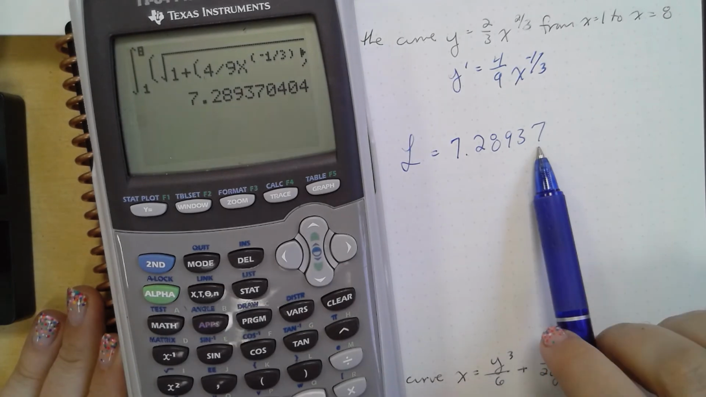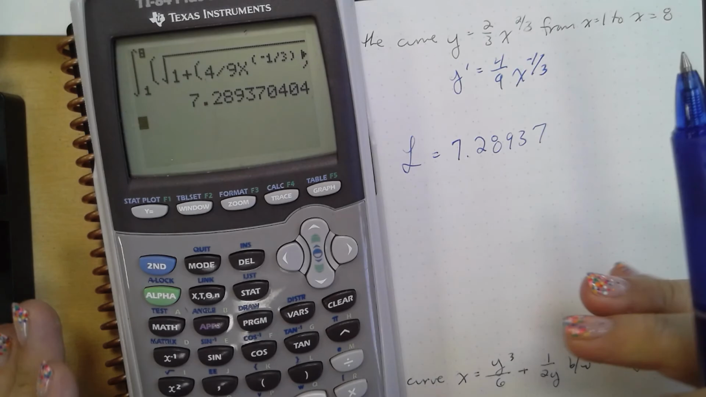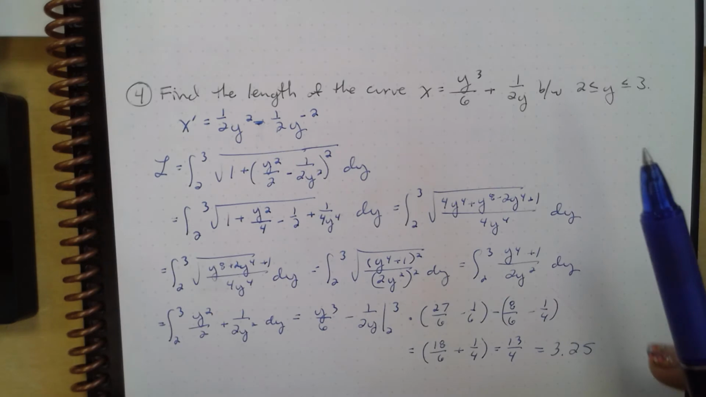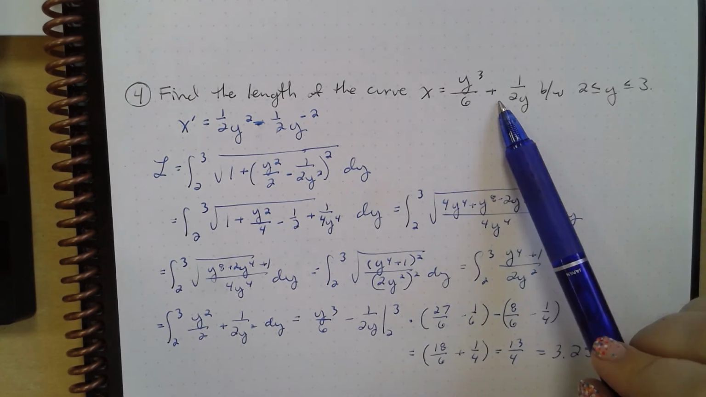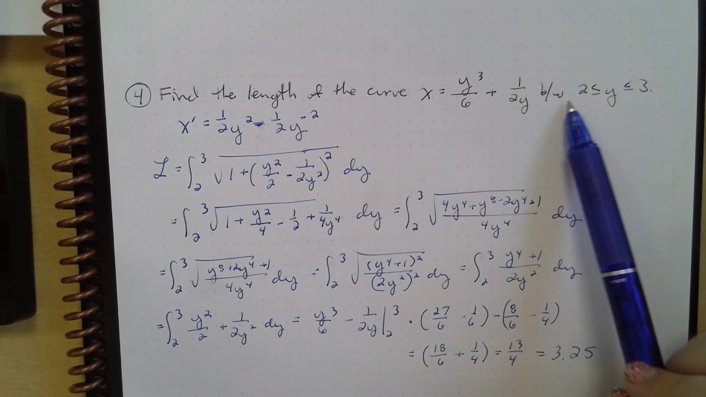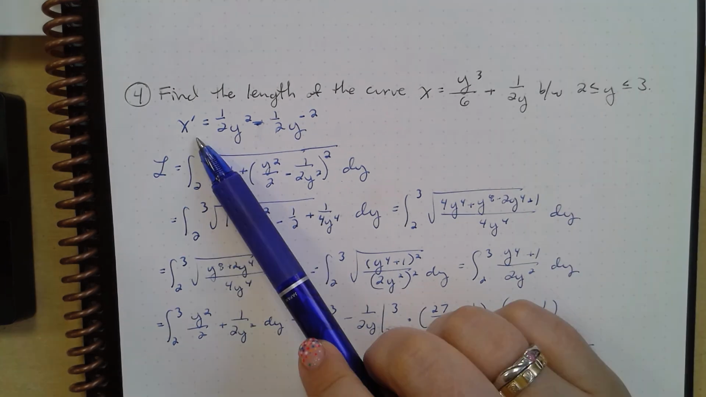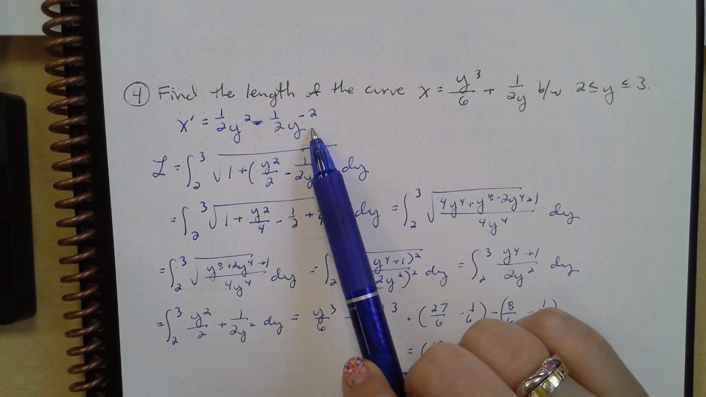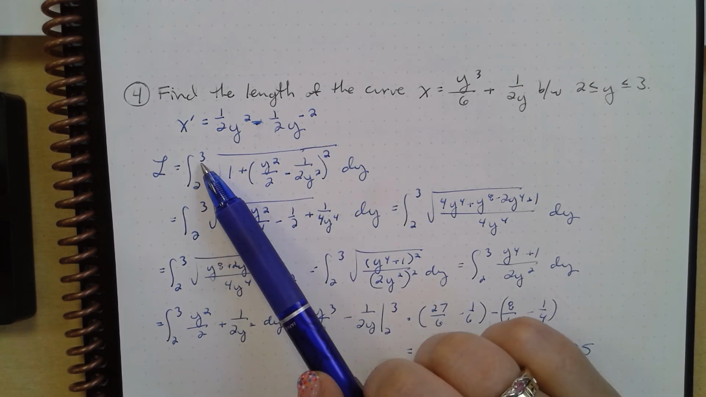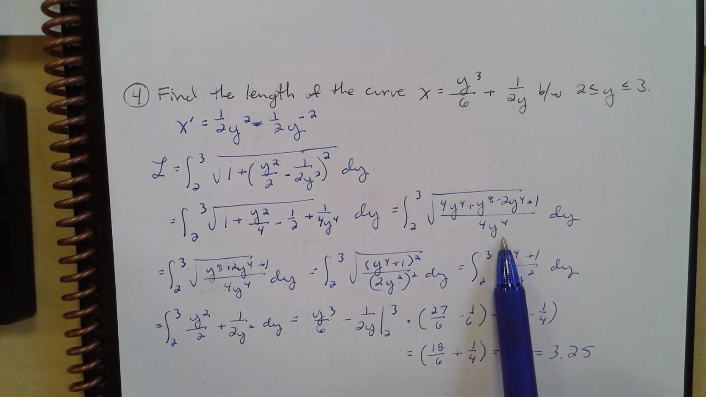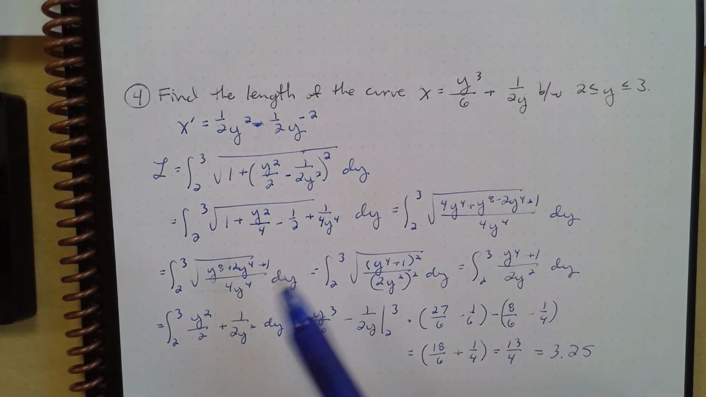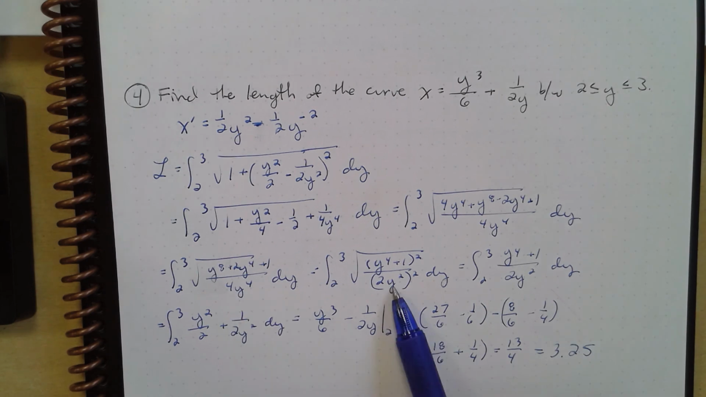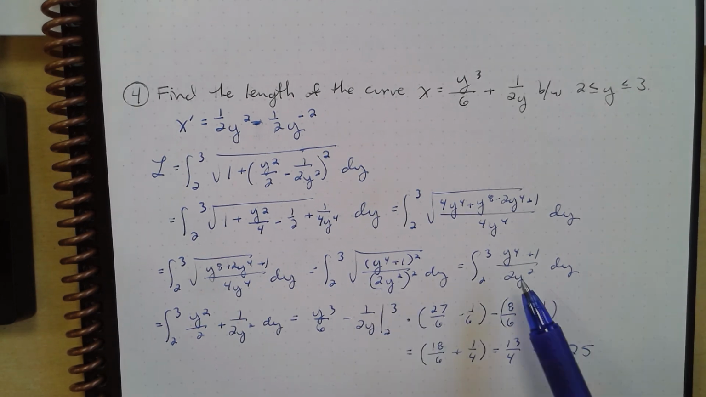All right. Finally, we're asked to find the length of the curve x equals y cubed over 6 plus 1 over 2y between 2 and 3. So x prime is 1/2 y squared minus 1/2 y to the negative 2. Okay? So if I rewrite this from 2 to 3, I square it. I end up getting this. I get a common denominator. I get this. I do some factoring here. Finally, once I take my square root, I get y to the 4th plus 1 over 2y squared.